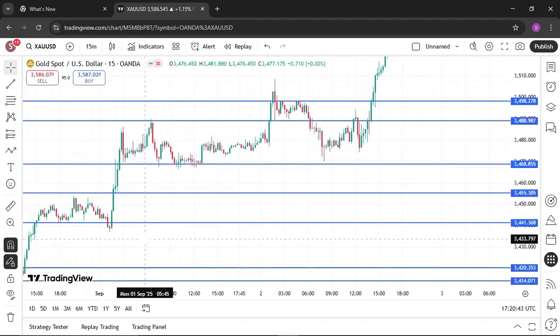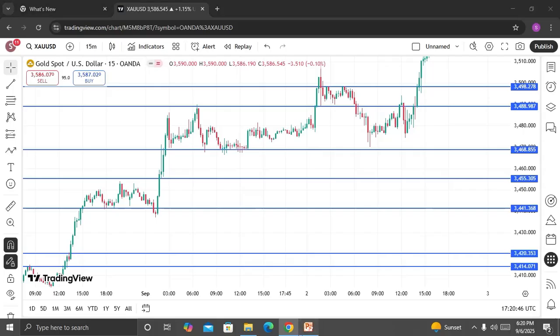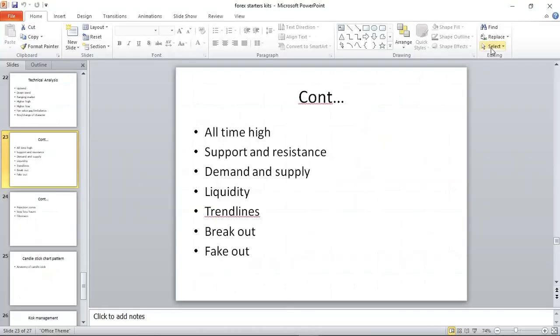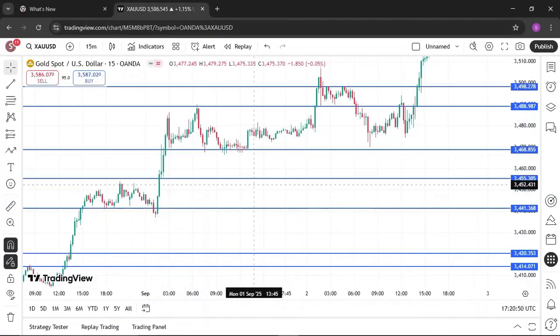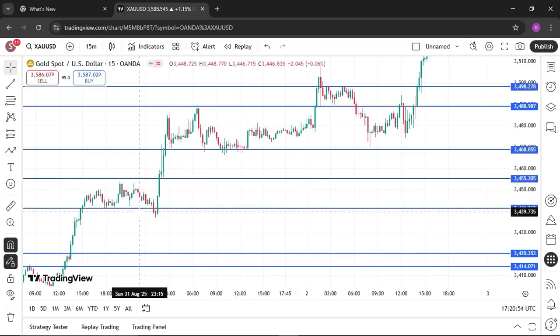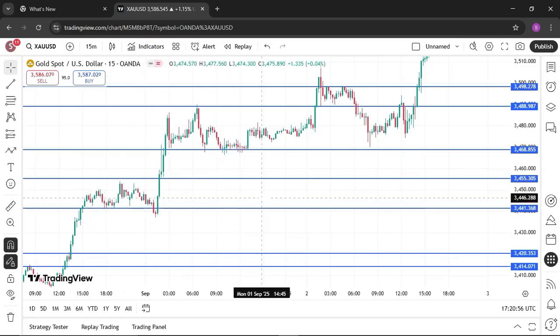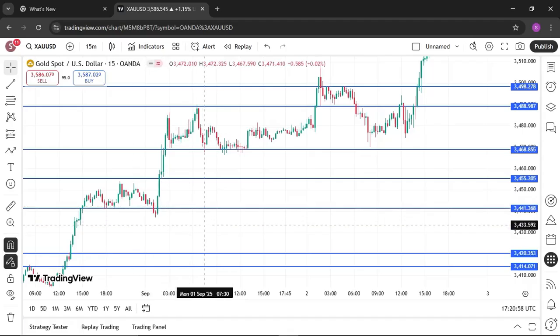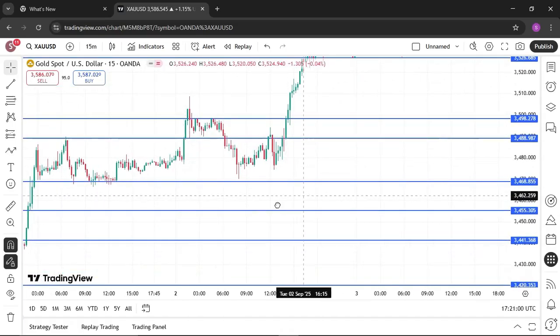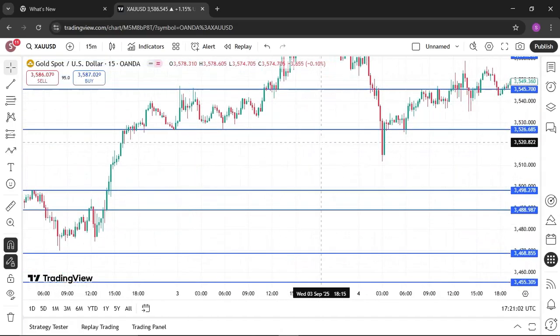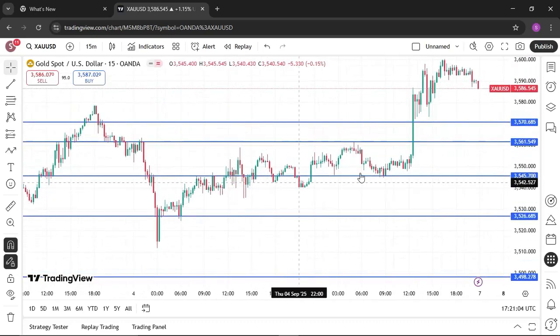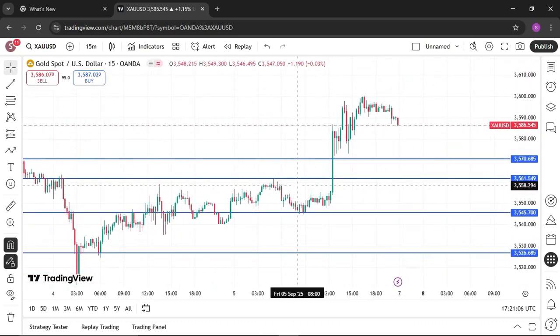Now let's talk about liquidity. I think the next thing is liquidity. When we say liquidity, we mean money. Where there is a lot of money, there's always liquidity. Where people pump a lot of money, there's liquidity. Now, let me use this demand zone and explain liquidity for you.